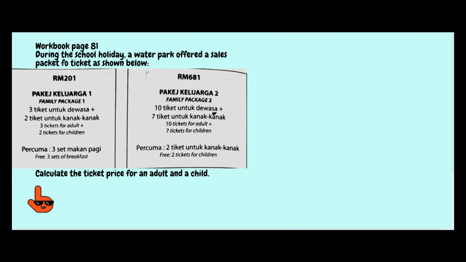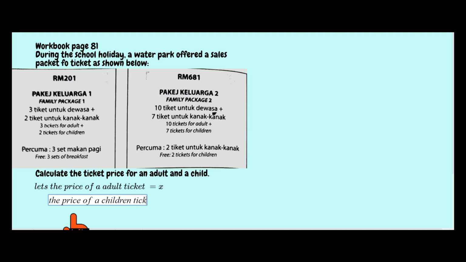a child. So we need to write down: let the price of an adult ticket be x, and the price of a children's ticket be y. So we are going to have x and y.